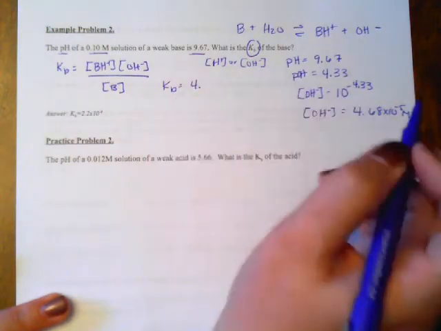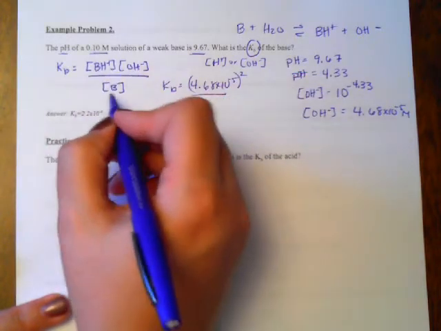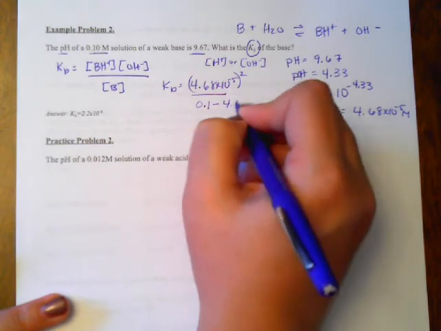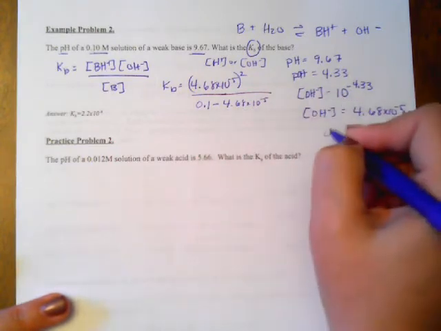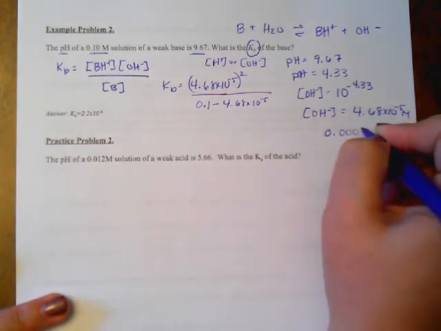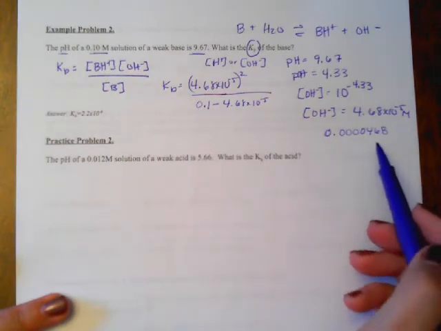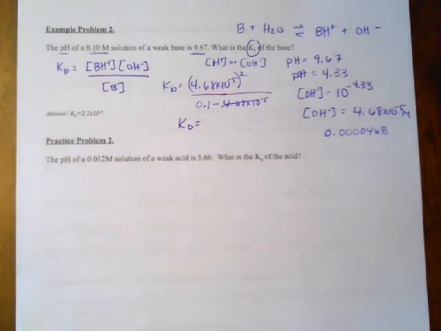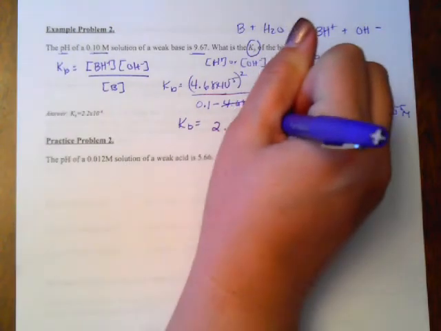So we would have 4.68 times 10 to the minus 5 squared, plugging in for both of those, divided by our initial concentration of our base minus our x. Now, 0.1 minus 4.68 times 10 to the minus 5 is 0.1 minus a very small number, so it's really not going to make any difference at all. You can choose to ignore it or leave it. You'll get the same answer either way. And so then we can calculate what our Kb is, and we get 2.2 times 10 to the minus 8.